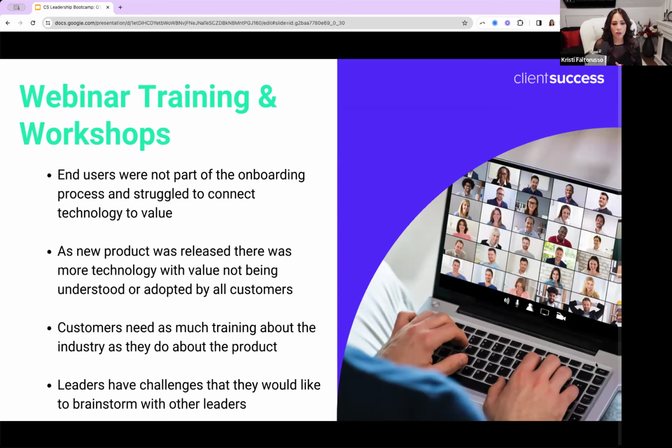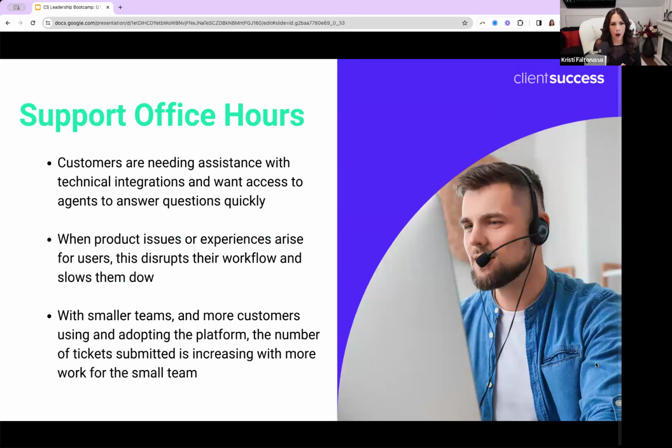And then leaders have challenges that they would like to brainstorm with other leaders. I hear this all the time. And that was a big theme that came up with our customer base: CS leaders wanted to connect with other CS leaders. It was helpful, but they want to talk to more people. They want to talk to other people that had similar workflows or similar challenges or similar org types. So it's important for us to figure out ways to really connect folks so they can have those shared experiences and conversations. So again, these are the things that I uncovered for my business, might be different for yours, but these are the types of things that you need to go and figure out and find out so you can solve for them.